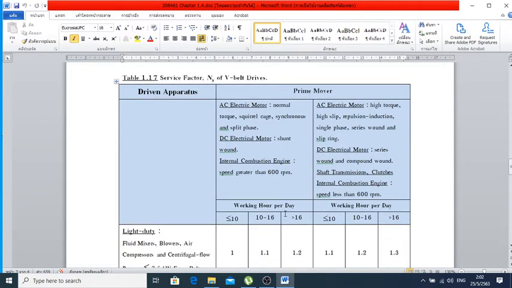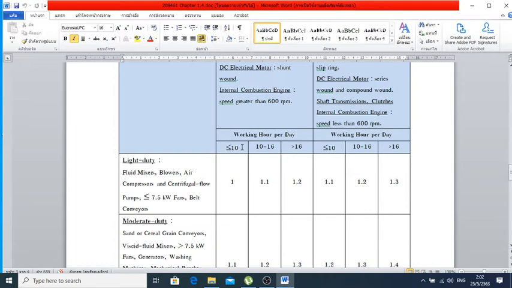For table 1.17, we have the driven machine and the prime mover. It's exactly the same as what we mentioned before, but the working hours are going to be determined in three shifts anyway.